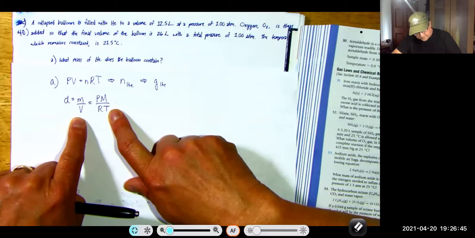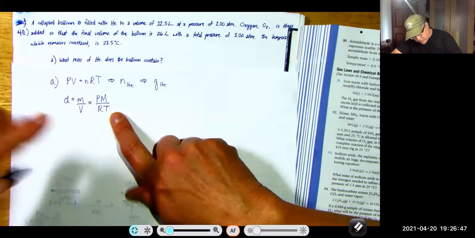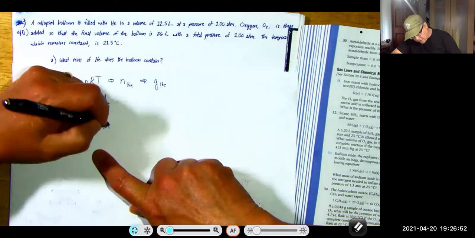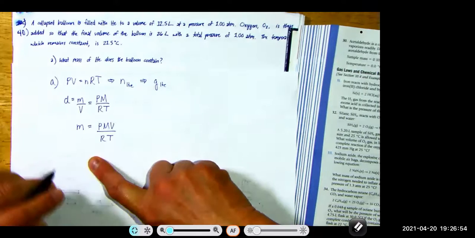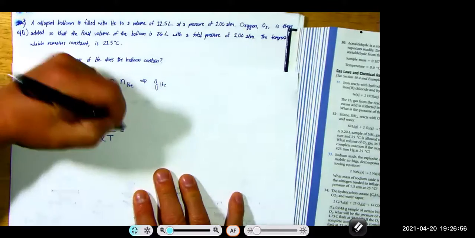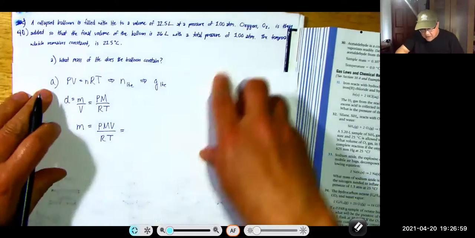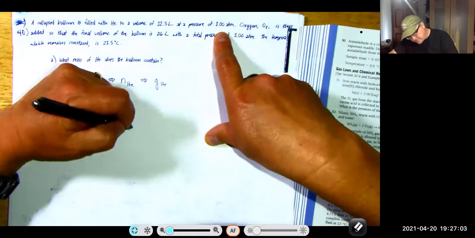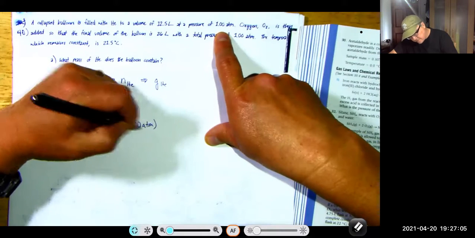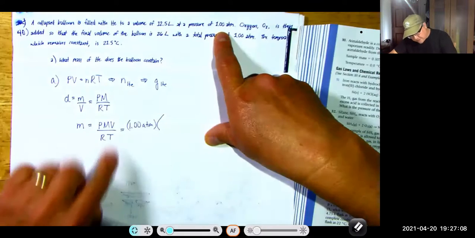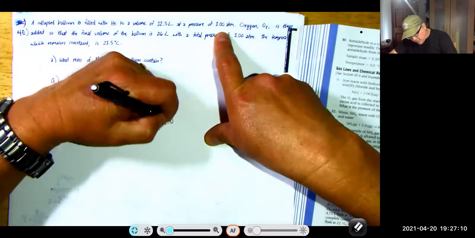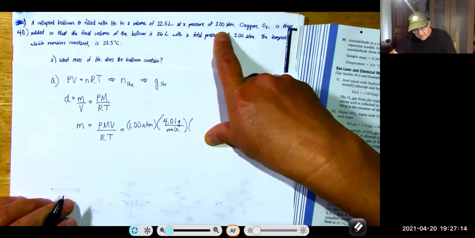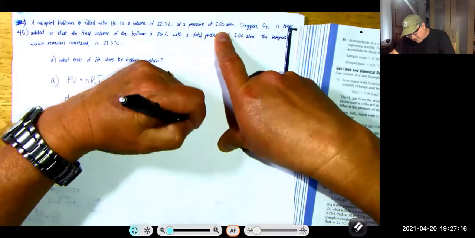Now, for this equation, we would want to use mass is equal to PMV over RT. Right. So our pressure for the helium is 1.00 atmospheres. The molar mass of helium is 4.01 grams per mole. The volume is 12.5 liters.